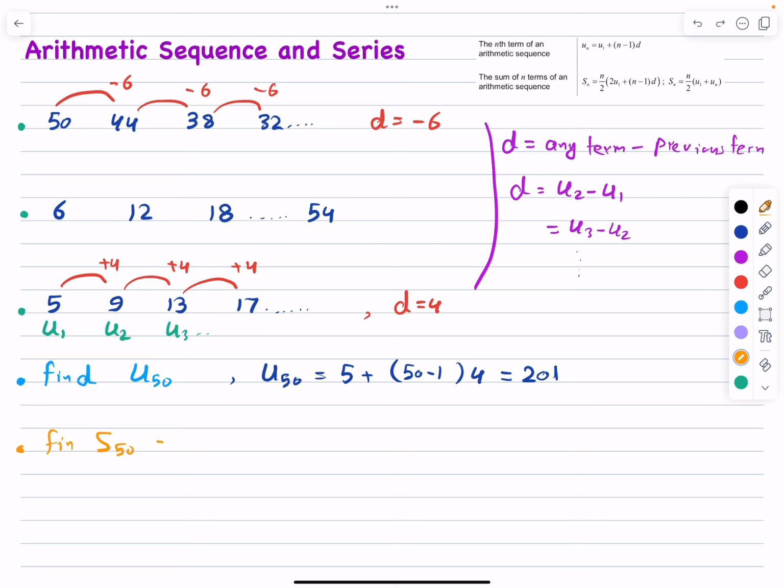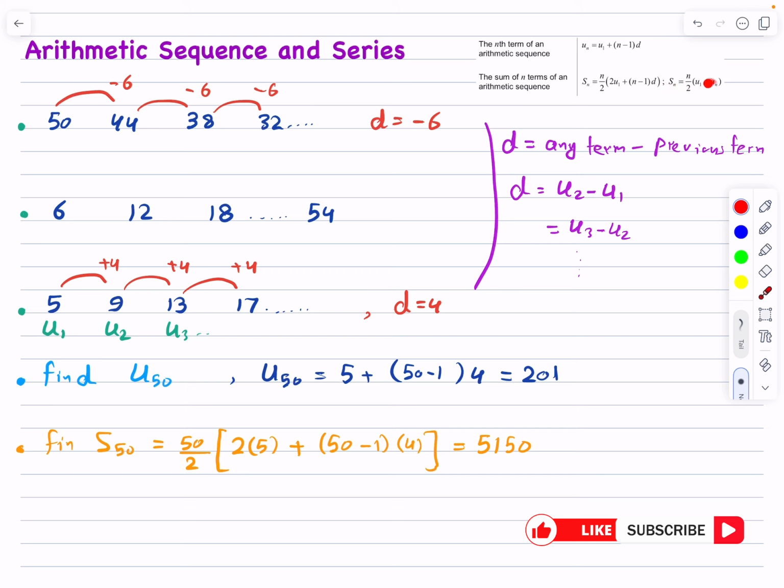So here S50 would be n divided by 2, which is 50 divided by 2, because n is 50. Here we have 2 multiplied by the first term, which in our question is 5, plus n minus 1 times the common difference, 4. If we calculate this in our calculator, we would get 5,150.